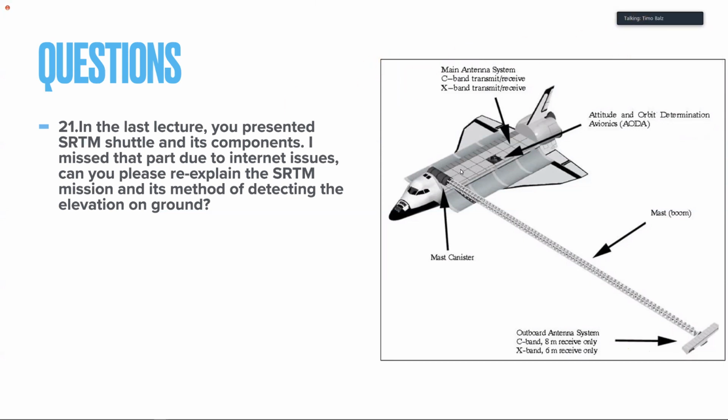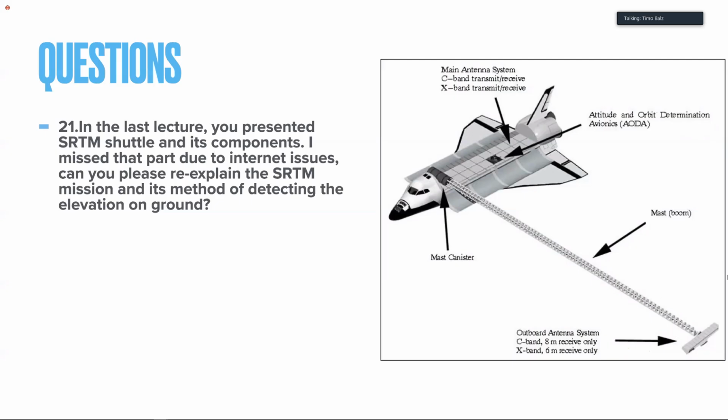So you can receive the signal inside the shuttle and also outside, and then you can form your interferogram at one time. Both images are received at the same time, more or less, and this is ideal for creating a DEM.